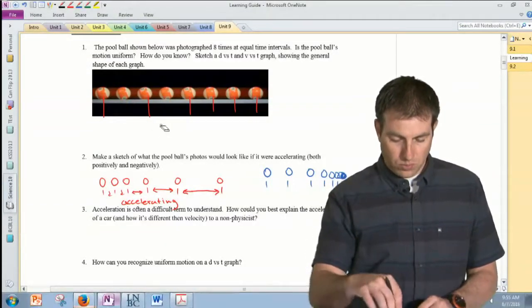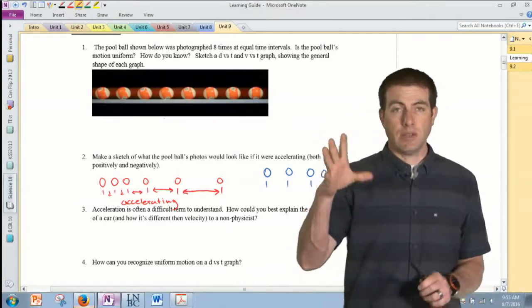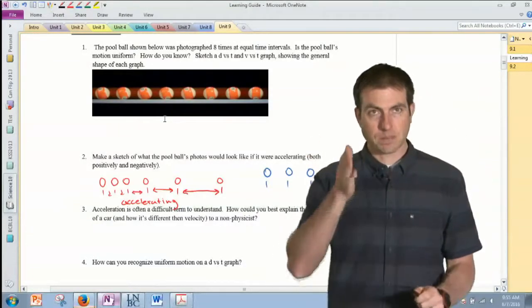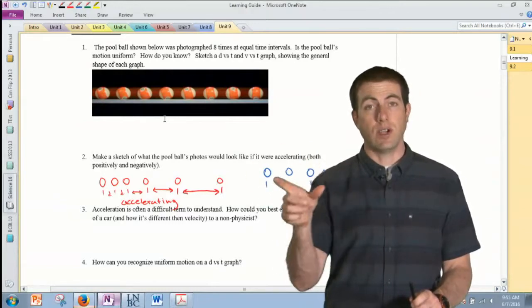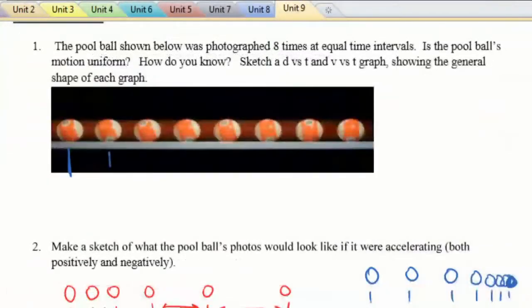All right, so a few days ago when we first went over this, we discussed that each time the light flashes, the object gets a picture taken of it. And if we look at the object, it looks like each time the light flashes, the distance the object has traveled is the same. So that means we are traveling with uniform motion because each time interval, the object is traveling the same distance. We call it D, D, D. They're all the same. So this is uniform motion.